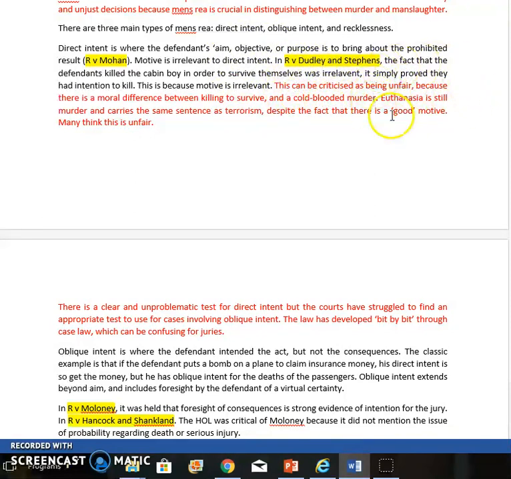That's connected to euthanasia, of course, this idea about the moral difference, because you could make the point that euthanasia is still classed as murder and it carries the same sentence as terrorism, despite the fact that there is a good motive, if you like. And many think that this is unfair. So straight away here, when we're looking at direct intent, we're seeing that there are problems because people might be acting kindly in some instances or to survive in dramatic situations, and yet they are classed the same as a cold-blooded killer.